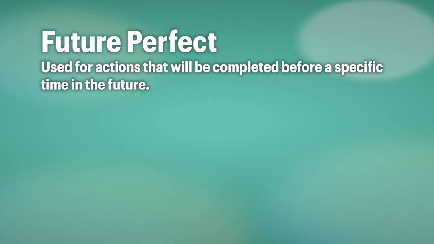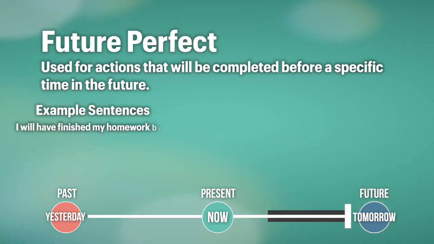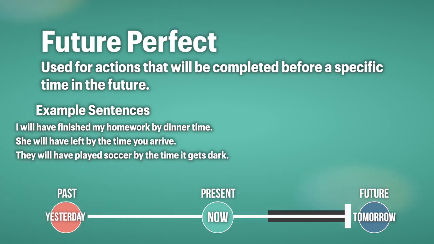The future perfect tense is used for actions that will be completed before a specific time in the future. For example, I will have finished my homework by dinner time. She will have left by the time you arrive. They will have played soccer by the time it gets dark.